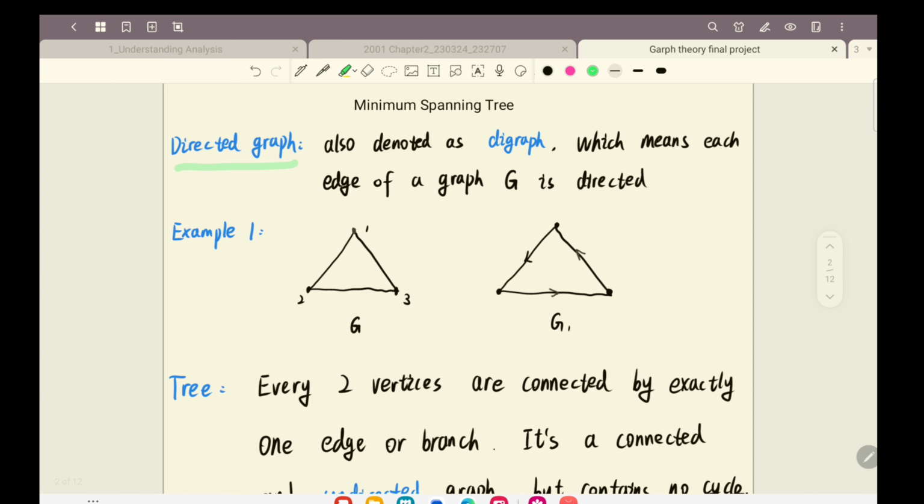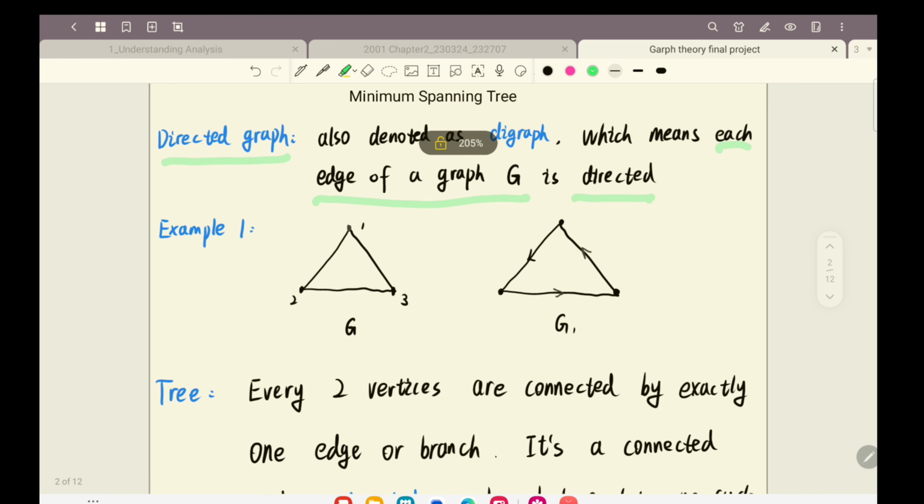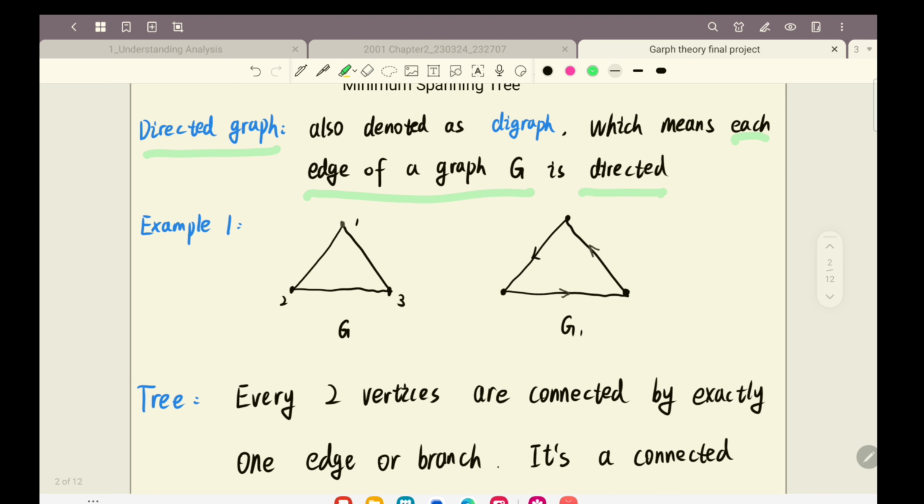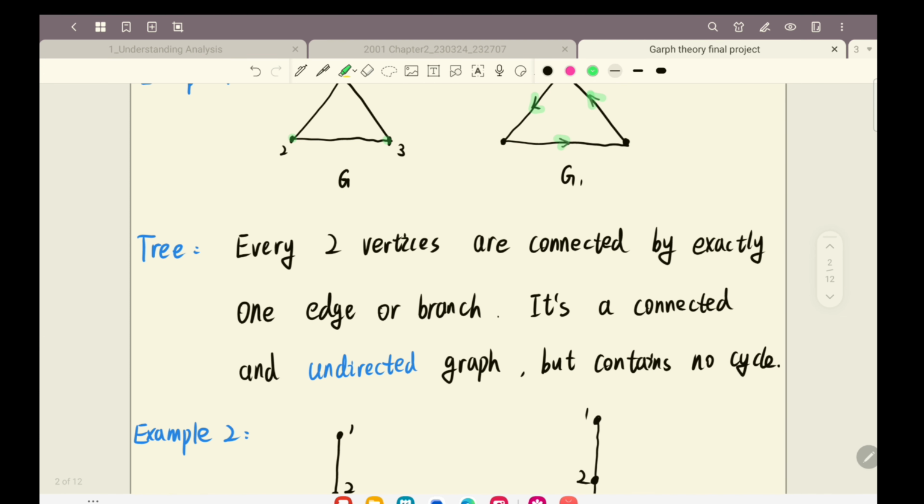So a directed graph can also be called a digraph, which means each edge of a graph G is directed. So for example, this is a graph G. It has three vertices, 1, 2, 3. And if we want to make it a digraph, we just simply add the direction sign on each edge. So that is a digraph. So very simple. And let's see, what is a tree?